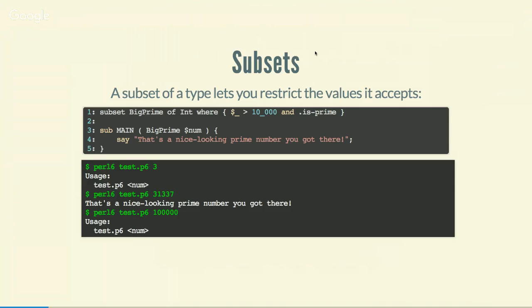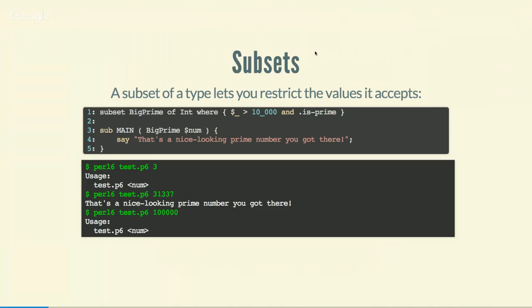So a subset lets you restrict a type to make it more narrow. On the first line, I want to have an int type that's only integers, but I also want it to be larger than 10,000. And also I want it to be a prime number. So on line 1, I'm declaring a subset called big prime, and I'm using the where keyword to specify the restrictions. And then on line number 3, I just have a subroutine. I'm using that subset to specify the type of the variable.